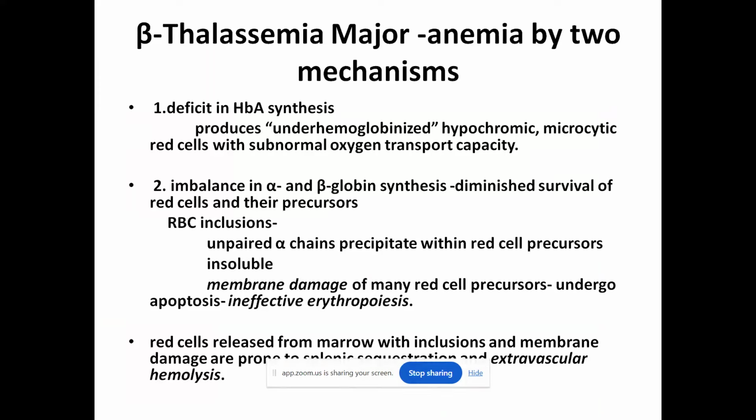So the anemia in beta thalassemia major is caused by a deficit of hemoglobin A synthesis, and also there will be RBC inclusions. What is ineffective erythropoiesis? The erythroid precursor cells undergo apoptosis within the bone marrow. That is called ineffective erythropoiesis.